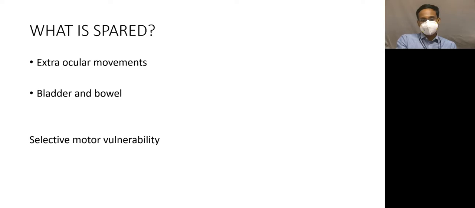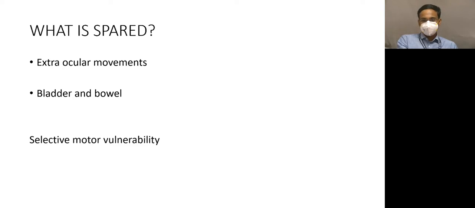And that is why in patients with end-stage ALS in the Western countries, they use eye tracking software as a method of communication. In patients who have great difficulty in communicating, who are so weak that they can't use their hands to write, eye tracking software is used as a method of communication.